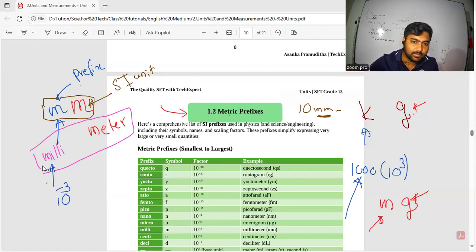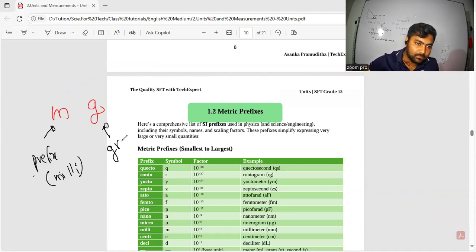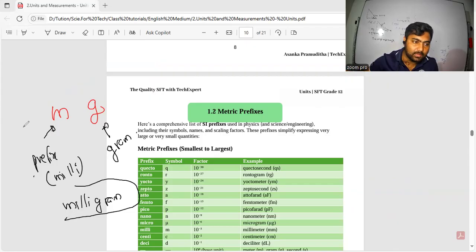Then let's write some examples. Let's write milligram. Here is the prefix milli. Here is gram. By combining these two, I can write milligram. You know this one, but you know this perfectly.